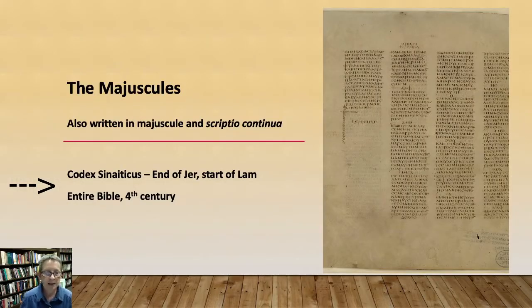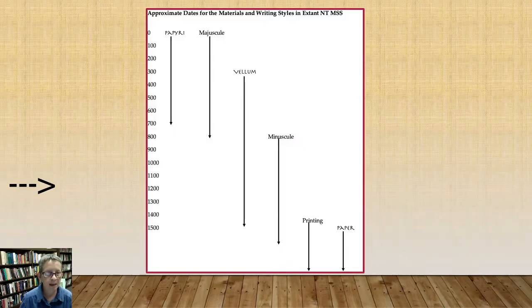Now we move to the majuscules. Let's go back up and remind ourselves the papyri and majuscule writing started at the same time. The papyrus as a material wasn't used much after the 8th century, which would be the 700s. But majuscule writing goes on after that. And in around the 300s, vellum, or actually a better word here is parchment, began to be used. And that is used all the way up until paper becomes popular.